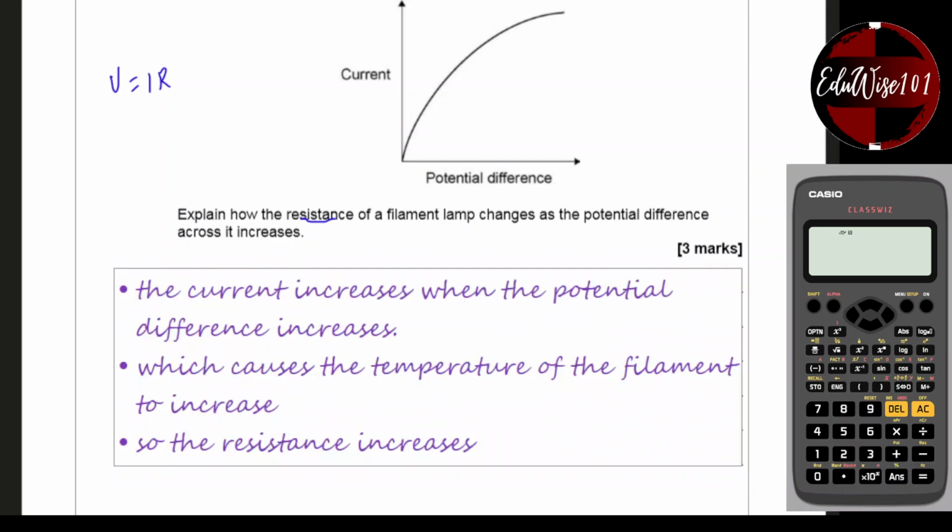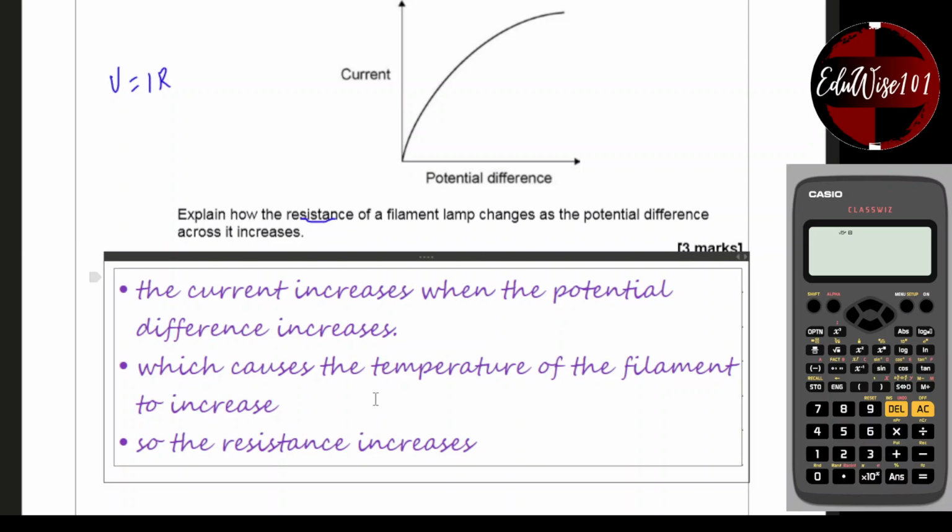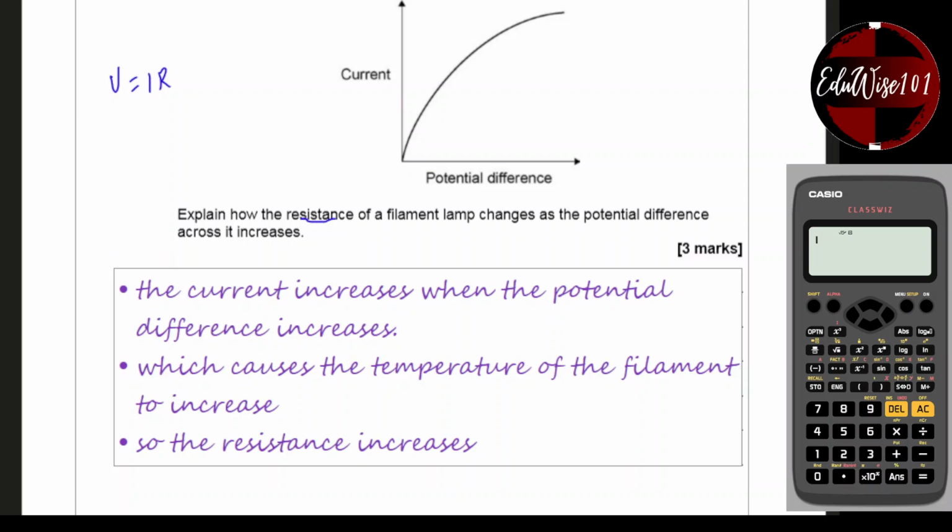The current increases when the potential difference increases. That's 1 mark, which causes the temperature of the filament to increase. So the resistance increases. So you're mentioning about the resistance eventually, but you're linking it to the temperature and the current for the 3 marks.